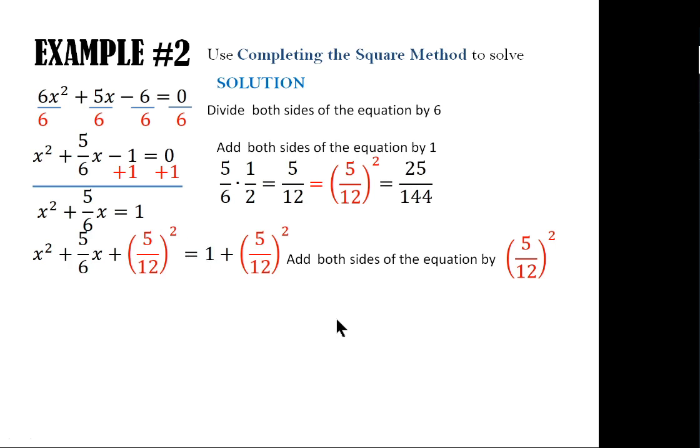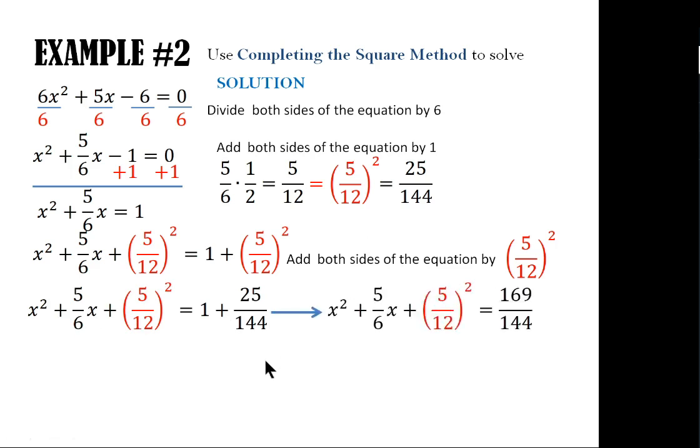Next step, 5 squared is 25, and 12 squared is 144. So we'll substitute 5 over 12 squared later. So we have x squared plus 5 over 6x plus 5 over 12 squared equal to 1 plus 25 over 144. We're going to simplify. So we have x squared plus 5 over 6x plus 5 over 12 squared is equal to 144 times 1, that's 144, plus 25, that's 169 over 144.